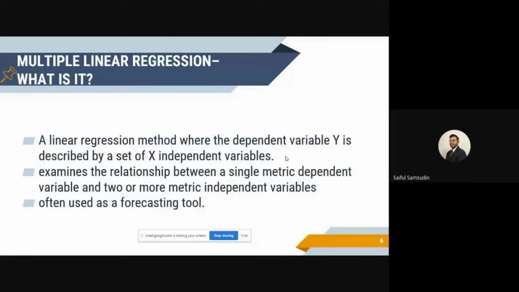Y kita perlukan beberapa x untuk independent. So maksudnya y ini bergantung pada set of independent variables. Okay, so the first thing we must understand, we need to know the relationship between a single dependent variable and two or more independent variables. This is multiple linear regression. If single linear regression, we just want to know about the relationship between a single dependent variable and one independent variable. So we have two or more independent variables.